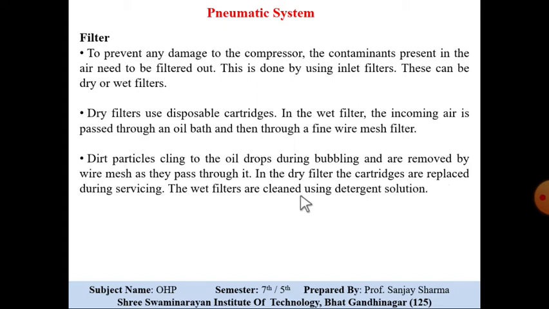In the dry filter, the cartridge is replaced during servicing. The wet filters are cleaned using detergent solution. So wet filter can be cleaned by using detergent, and dry filter is replaced by a new cartridge. So dry filter cannot be cleaned out. Wet filter can be washed out, cleaned and reused.